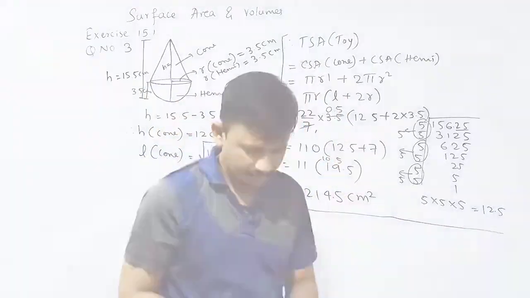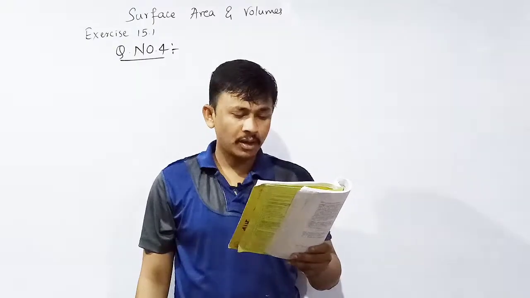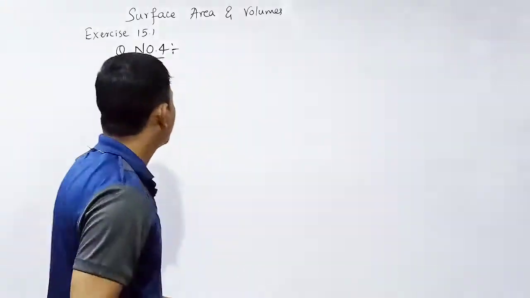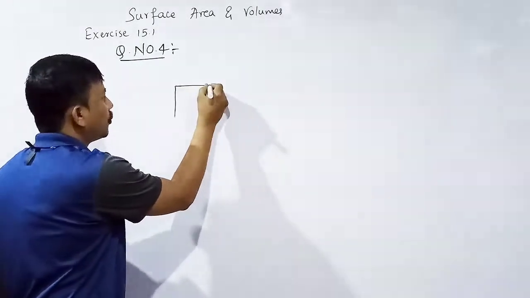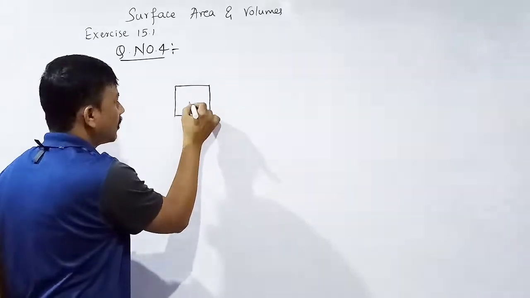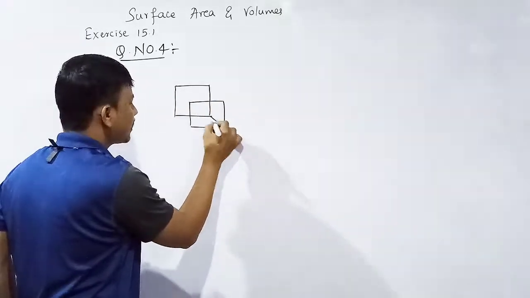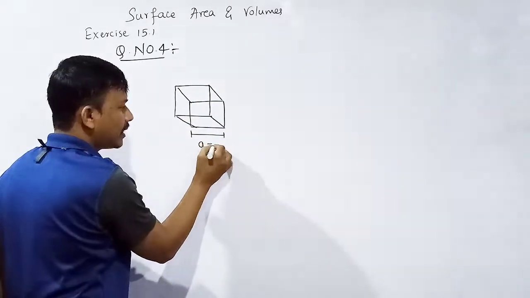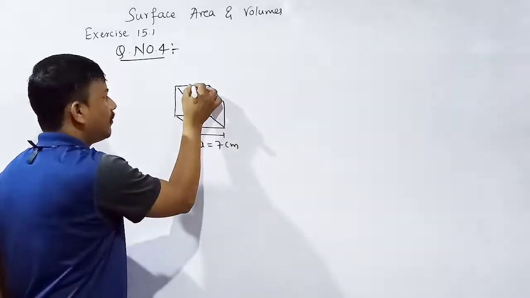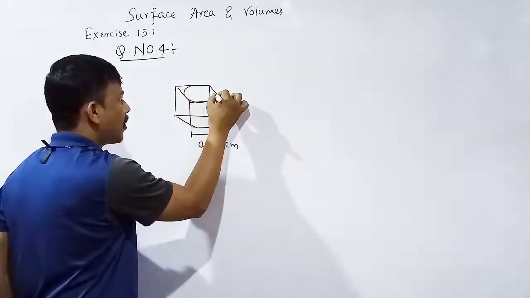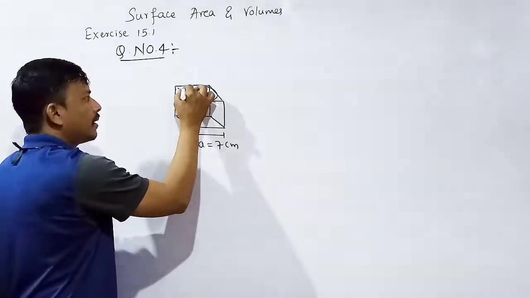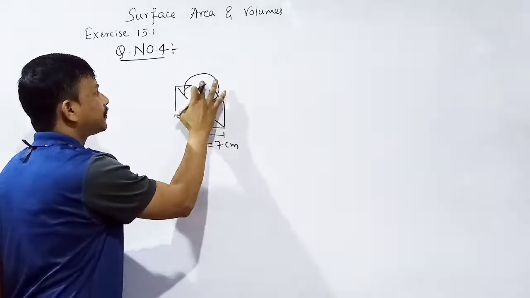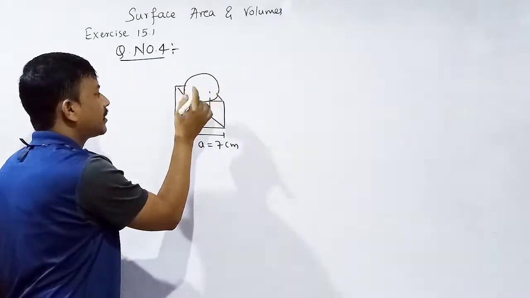Write down. Number 4, a cubical block of side 7 centimeter is surmounted by a hemisphere. There is a cubical block. The side of the cubical block is how much? 7 centimeter. Yes or no? A is equal to 7 centimeter, which is surmounted by a hemisphere. Correct?